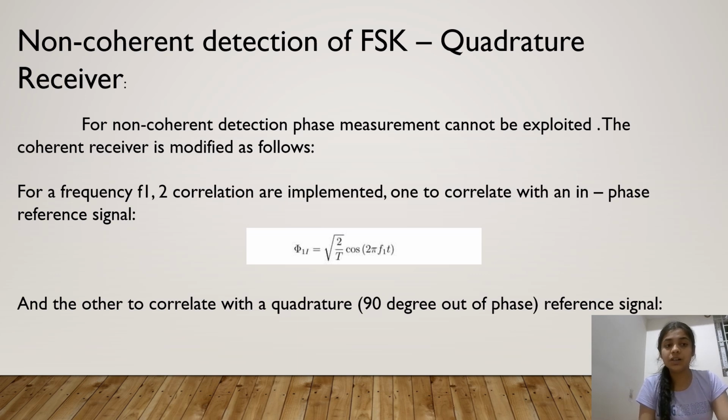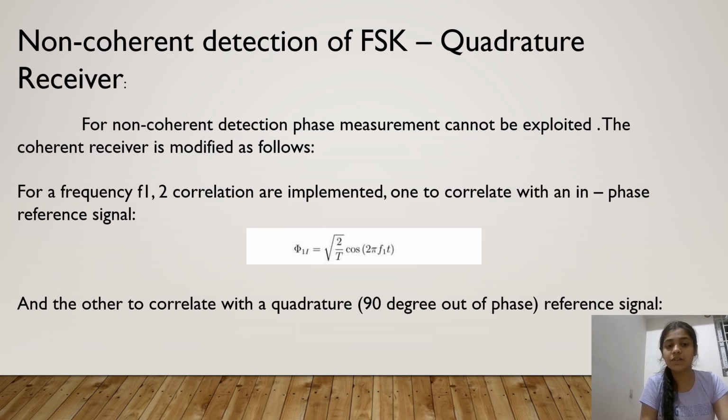Let us go through the non-coherent detection of FSK quadrature receiver. In this quadrature receiver, for non-coherent detection, phase measurement cannot be exploited, so the coherent receiver is modified as follows. For a frequency f1, two correlations are implemented: one to correlate with an in-phase reference signal and the other to correlate with a quadrature reference signal, which is 90° out of phase.